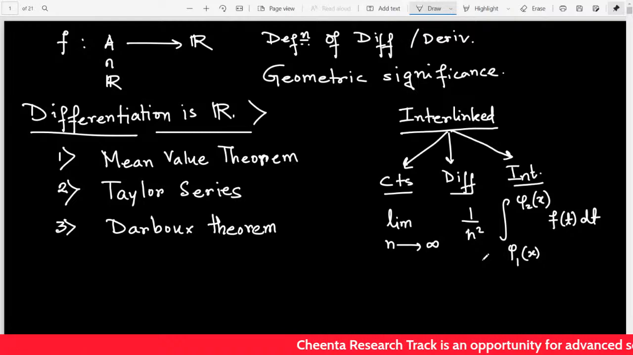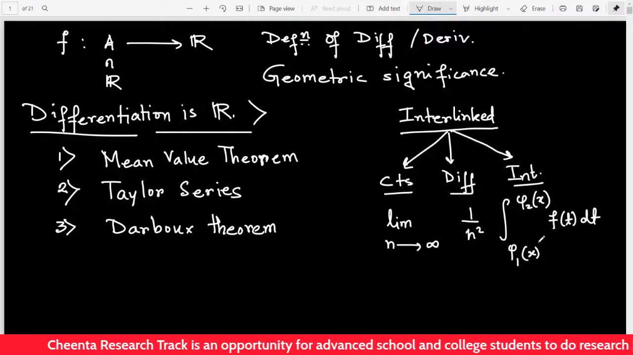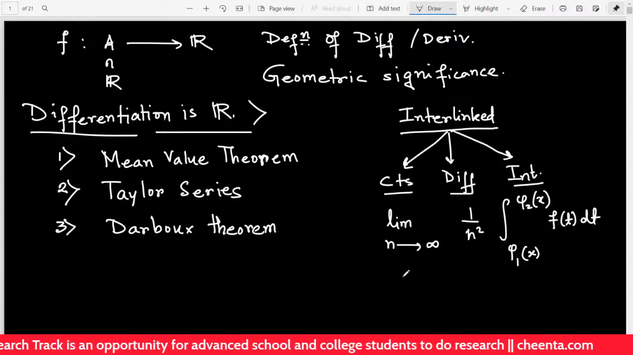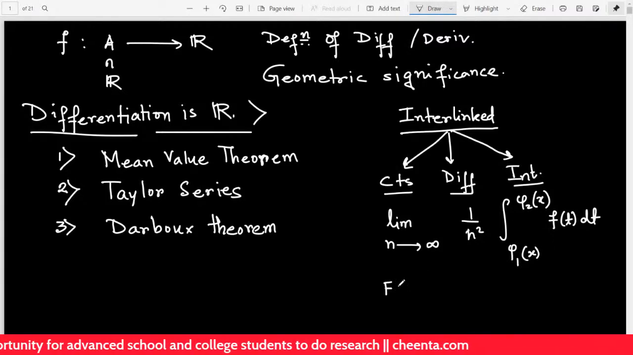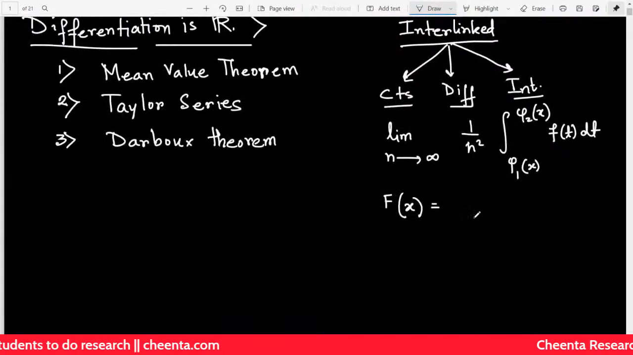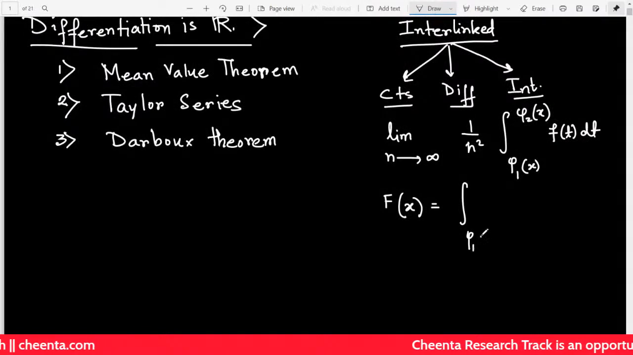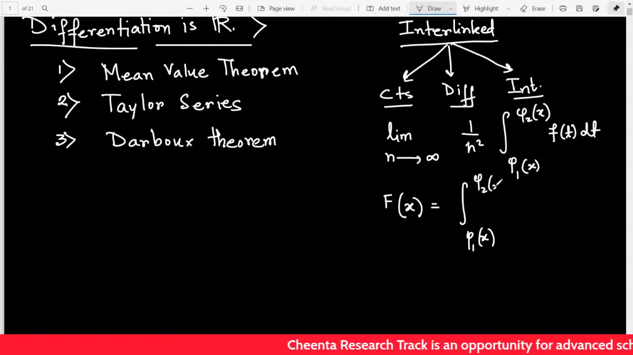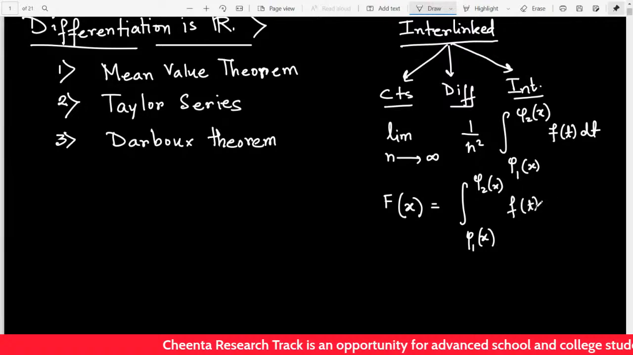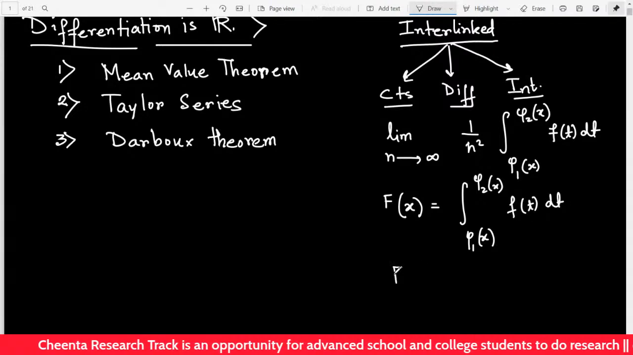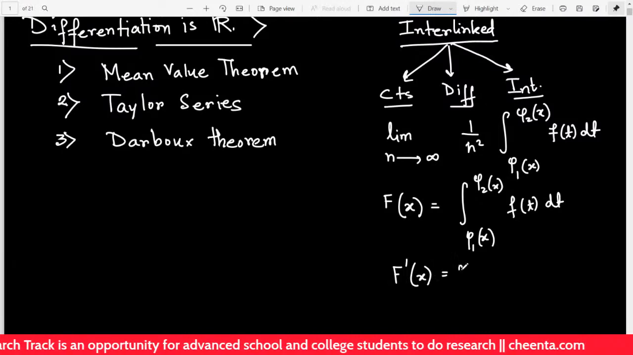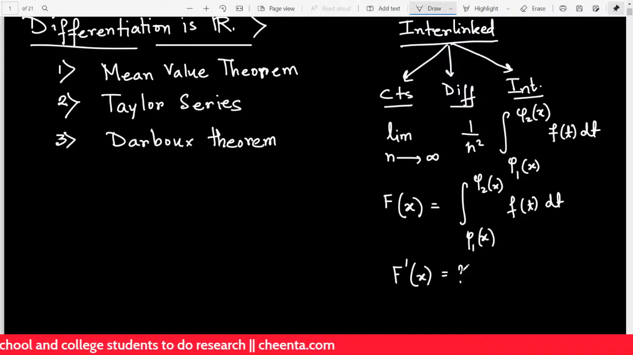So we will see, whenever we discuss integration, what to do when, suppose this was my f. Let's say my f of x is the integral from phi1 x to phi2 of x of f of t dt, then what will my f prime of x be? Because sometimes that's all you need to know in order to apply L'Hospital's rule.